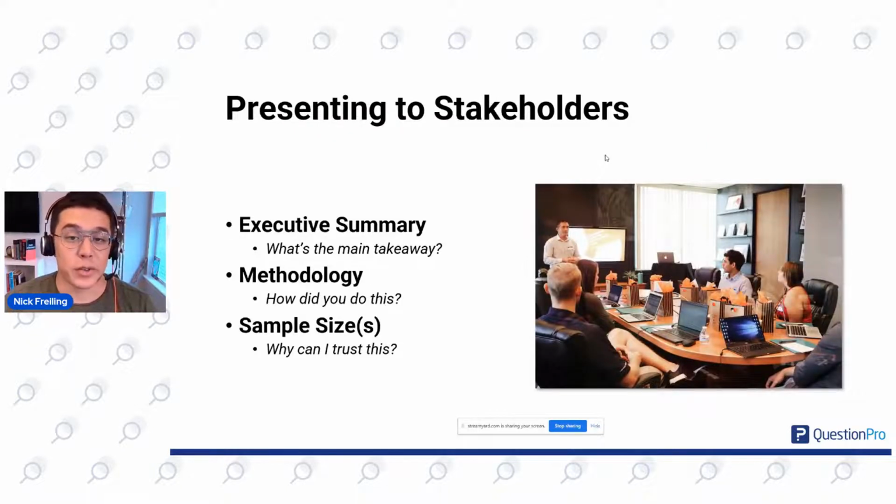Now, once you have gathered your data back, you've cleaned your data, you've built a dashboard in QuestionPro. How do you present this to stakeholders? Number one, give them an executive summary. Don't just throw the whole dashboard at them.